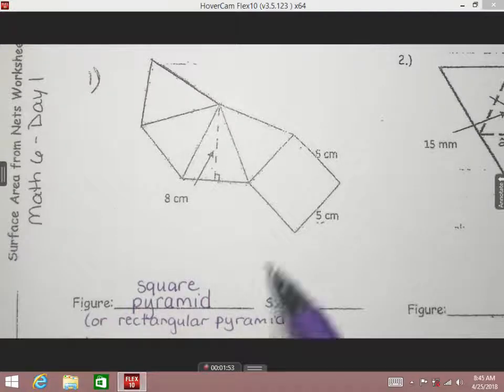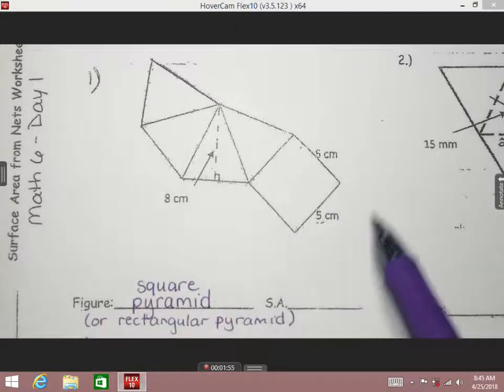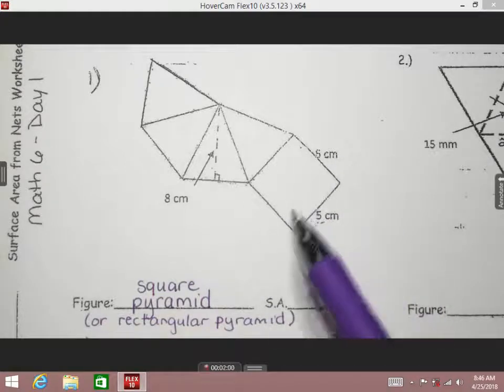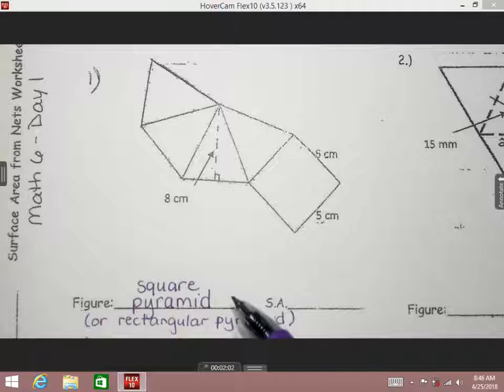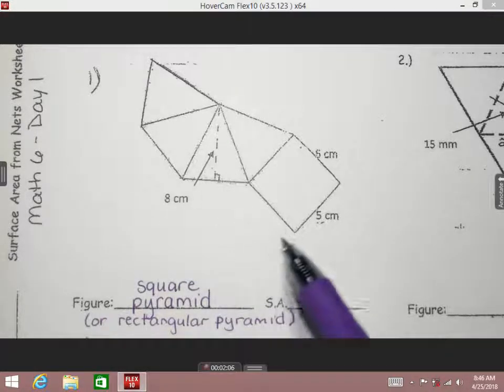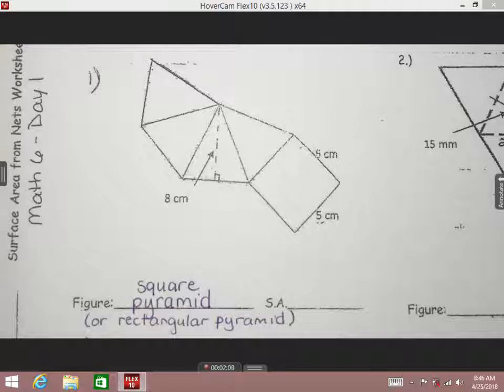Now, guys, if I was going to be specific, can I tell that this is definitely a square? Because it does have 5 and 5. So the better answer here would be square pyramid. So if you wrote rectangular pyramid, that's fine. You might want to write next to that that it could be a square, that's probably the better answer.